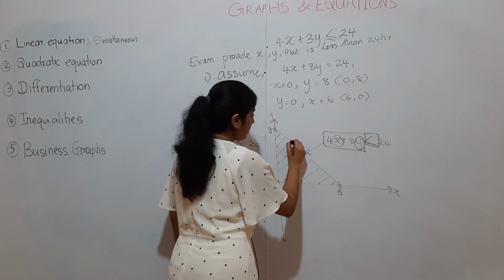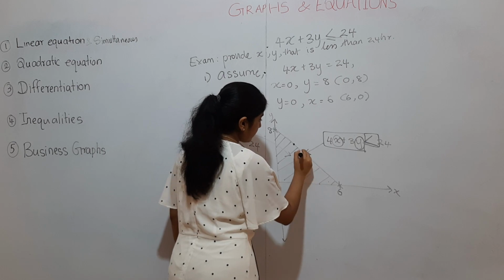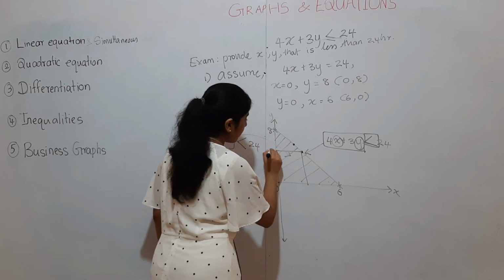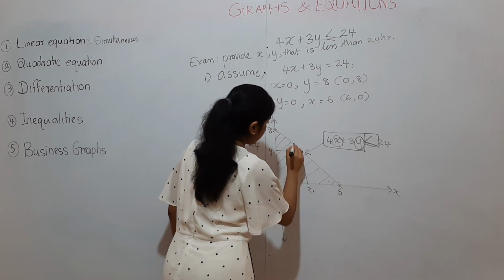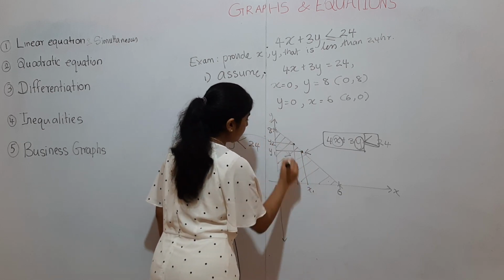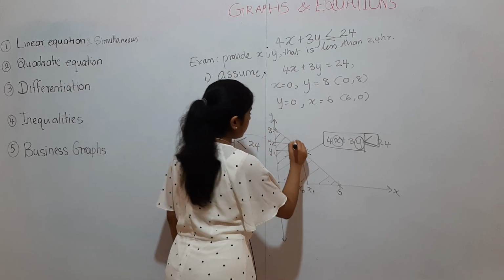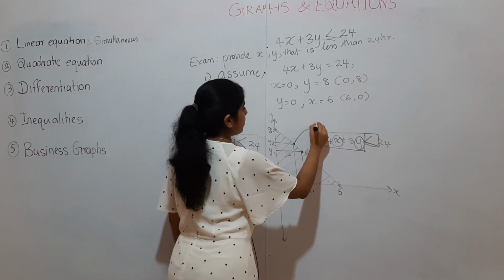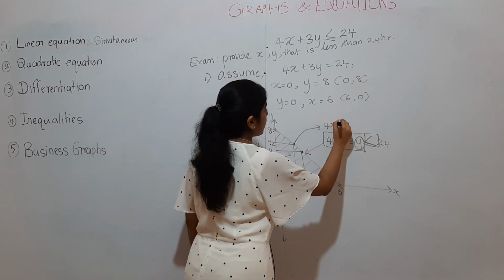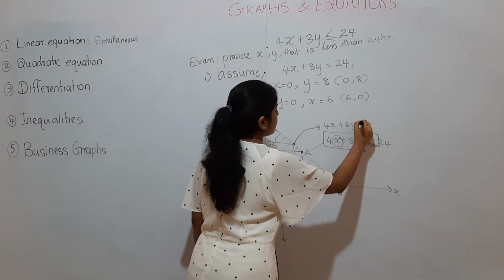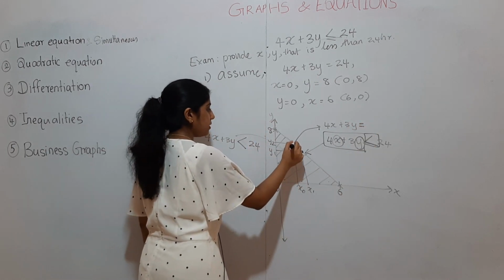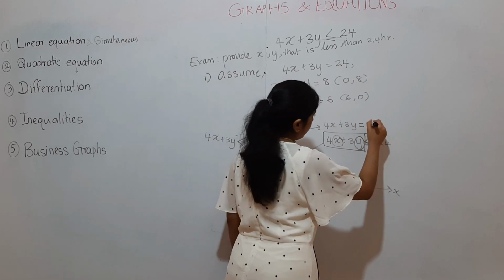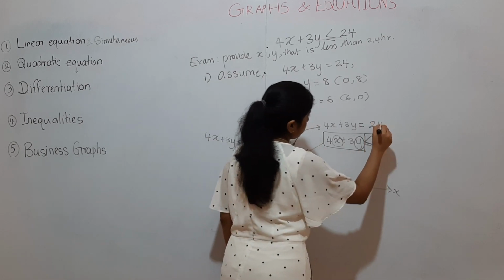Any point on the line, any x and y value on the line, will definitely give 4x plus 3y equal to 24. The answer for a point on the line will definitely be equal to 24.